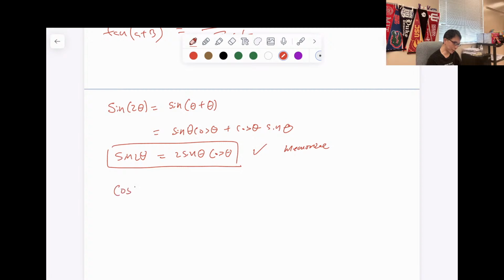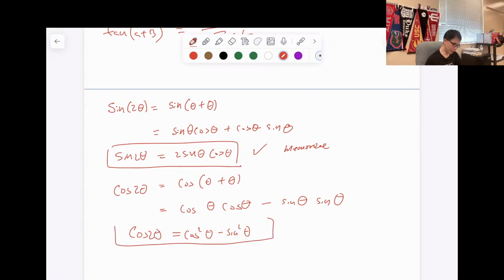So cosine of 2 theta is equal to cosine of theta plus theta, and that's equal to cosine cosine minus sine sine. If you do it so many times, you probably see that this no longer needs memorizing. So that becomes cosine squared theta minus sine squared theta. It looks kind of like Pythagorean, but it's reverse order and it's minus. So this is cosine 2 theta. We can choose to memorize this one as well. It's not a problem.